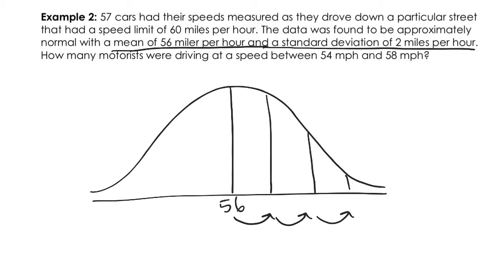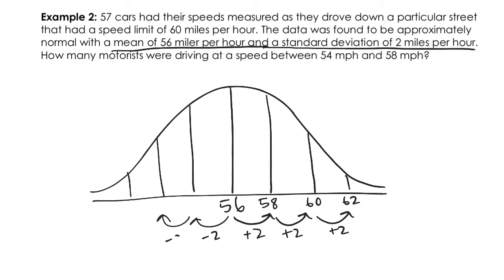So our standard deviation was 2. So we're going to add 2 3 times. So 56 plus 2 is 58. 58 plus 2 is 60. 60 plus 2 is 62. So then to the left, we're going to subtract 2 3 times. So 56 minus 2 would be 54. 54 minus 2 would be 52. 52 minus 2 is 50.